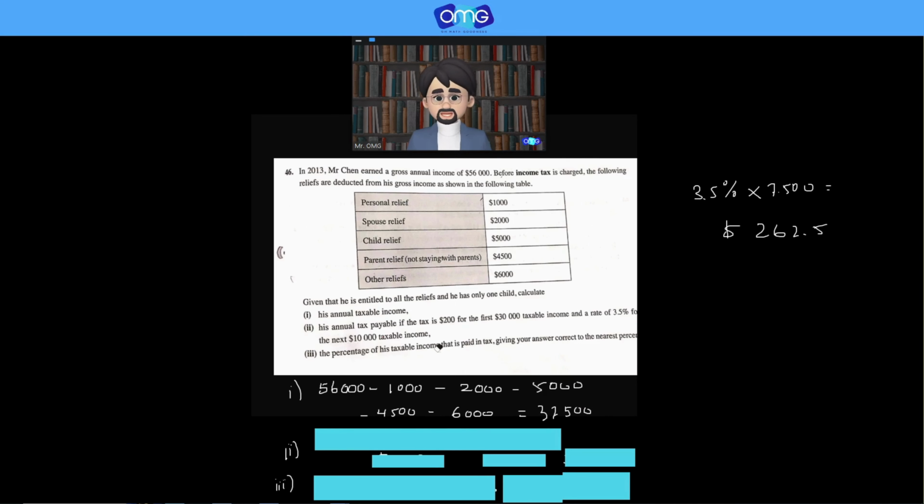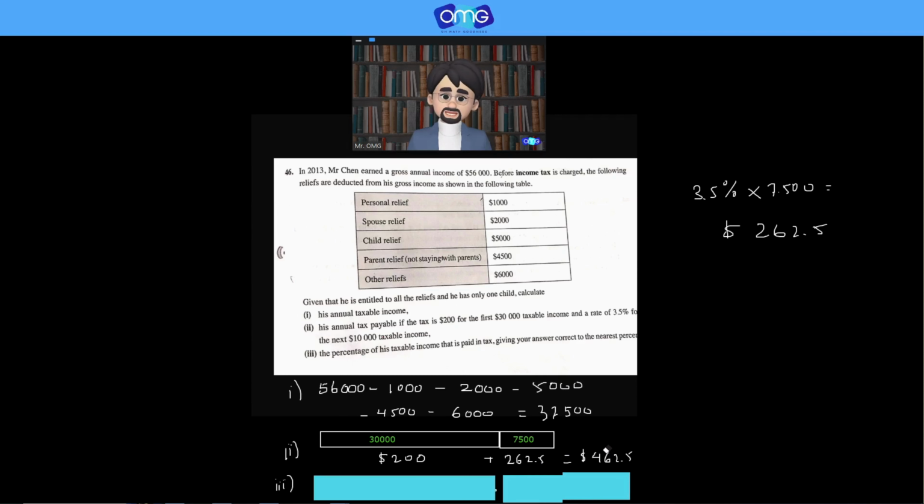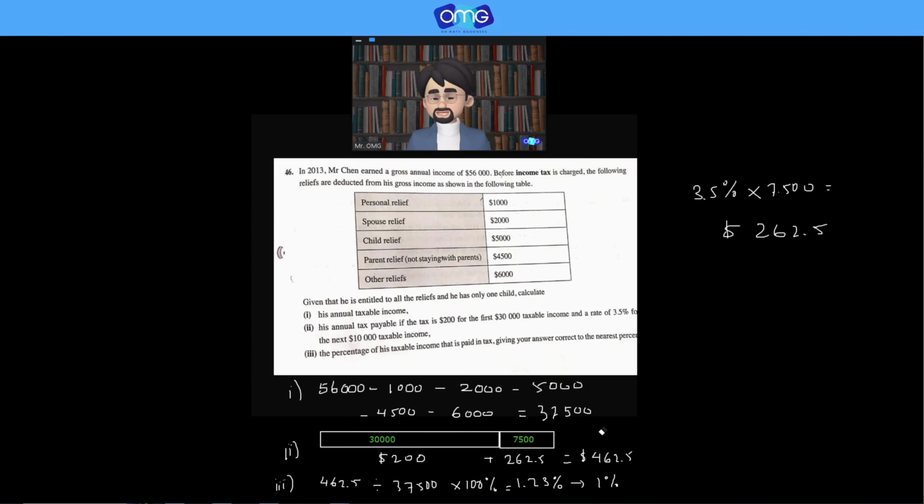However, for the first 30,000 he needs to pay $200 tax, and 3.5% for the next 10,000. So the rest is 7,500, and we count that, and that is 262.5, and we add them. This is the tax. What is the percentage of tax of his income? So 460.5 divided by the total taxable income times 100%, which is 1.23%, which is 1%, and that's the answer.